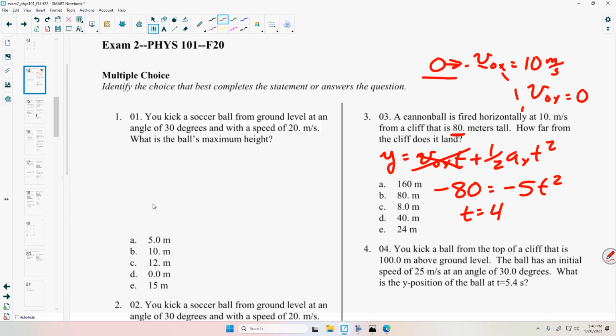Gosh, I like these numbers, apparently. And now if it's in the air for 4 seconds, I can find the x range, which is Vx times t. That's 10 meters per second. That's not the acceleration. That was the original speed times 4 seconds. That's 40 meters. So D is the right answer.